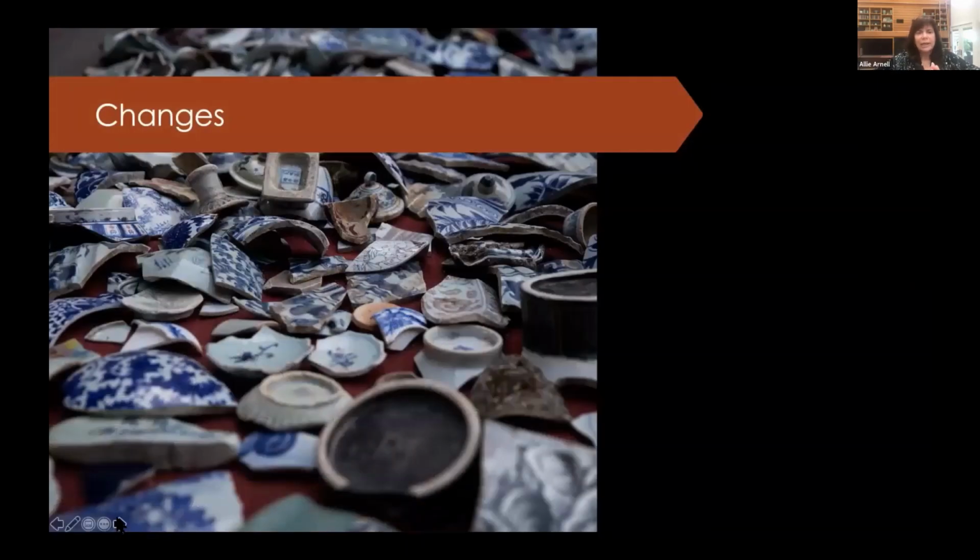So what you're looking at here is actually the ghost market, or the shard market, that you can go to in the southern part of China today, where porcelains are still being produced in Jingdezhen. And you can go there and you can actually purchase shards like this. But there were a few things that happened in the Qing Dynasty that allowed, first of all, artisans more time to hone their craft.